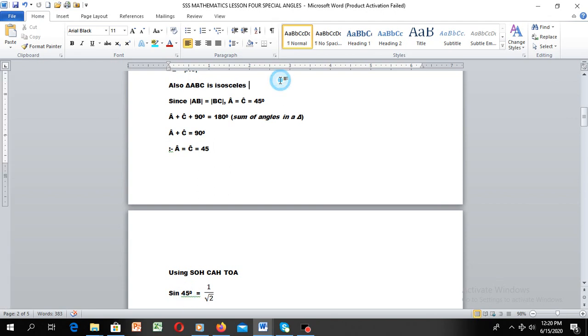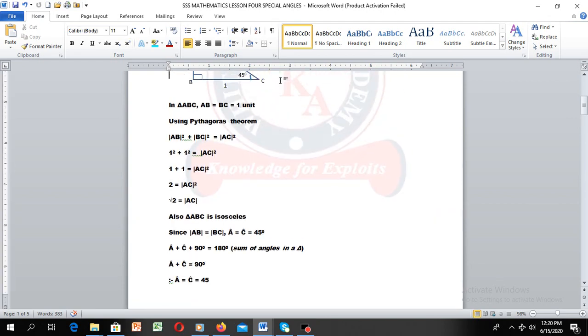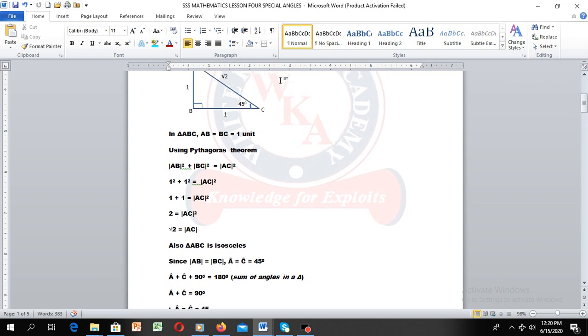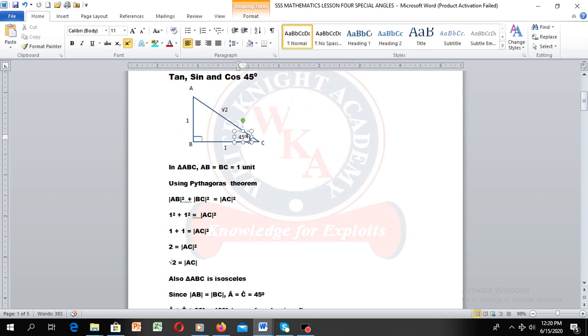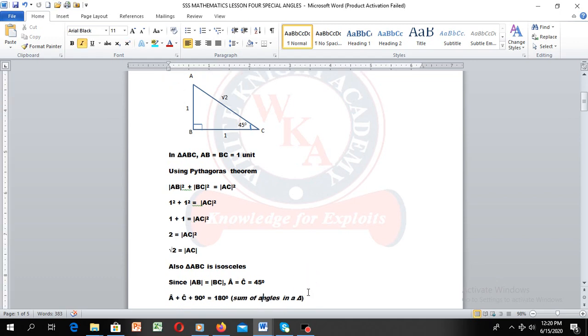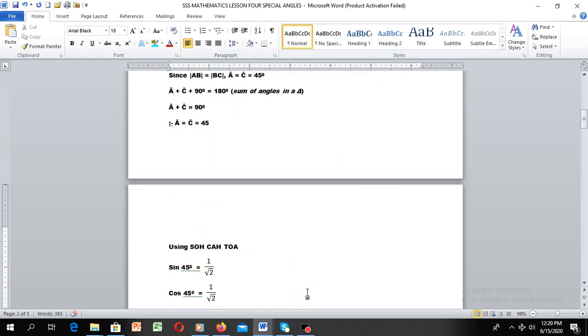Okay, let's go back to our diagram so that we can understand better. So that means that sine 45 degrees, this is 45 degrees, will be equal to opposite over the hypotenuse. This is the opposite side. This is our hypotenuse. So sine 45 is equal to 1 over root 2. And so that's what we have.